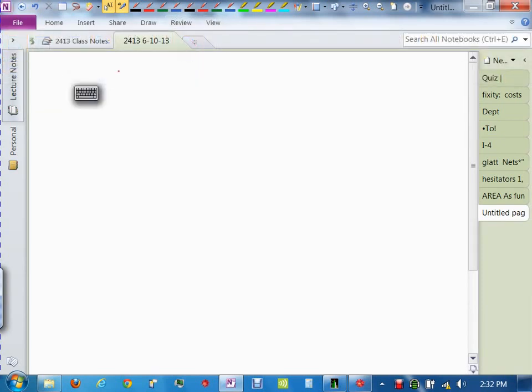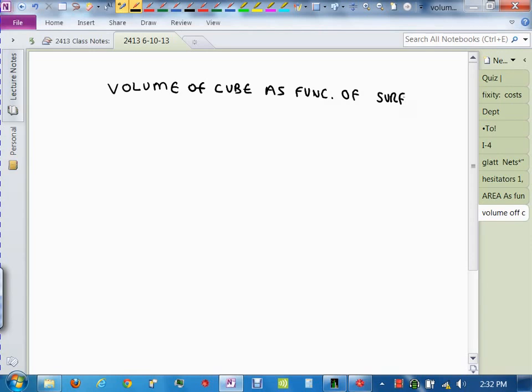Express the volume of a cube. Wait, volume of a cube? Volume of, oh wow, volume of a cube as a function of its surface area? Okay.